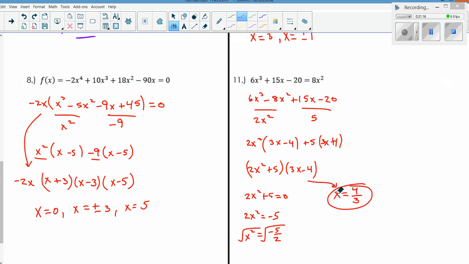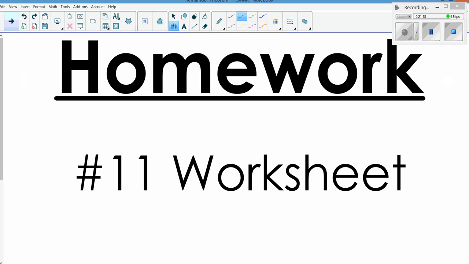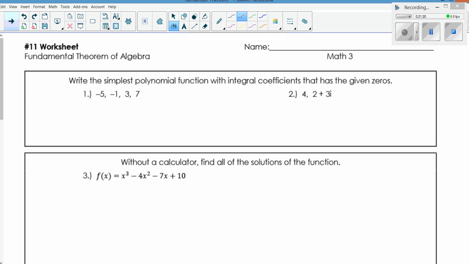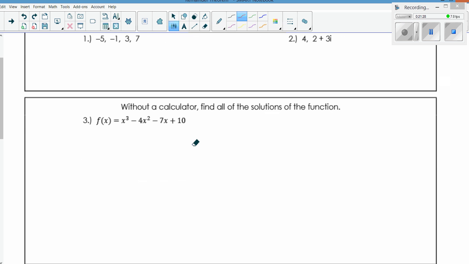Alright, so let's take a look at your homework real quick. Alright, so here's your homework. You're going to do writing in simplest form so that you can look back at your notes. It's the same thing. In number 3 here, without a calculator, find all of the solutions of the function. You're not going to be able to group this. You're going to have to go through and use your last term and your first term to list out your possible solutions, and then just use synthetic division and check and test them and see which one works, just like we did in our notes.